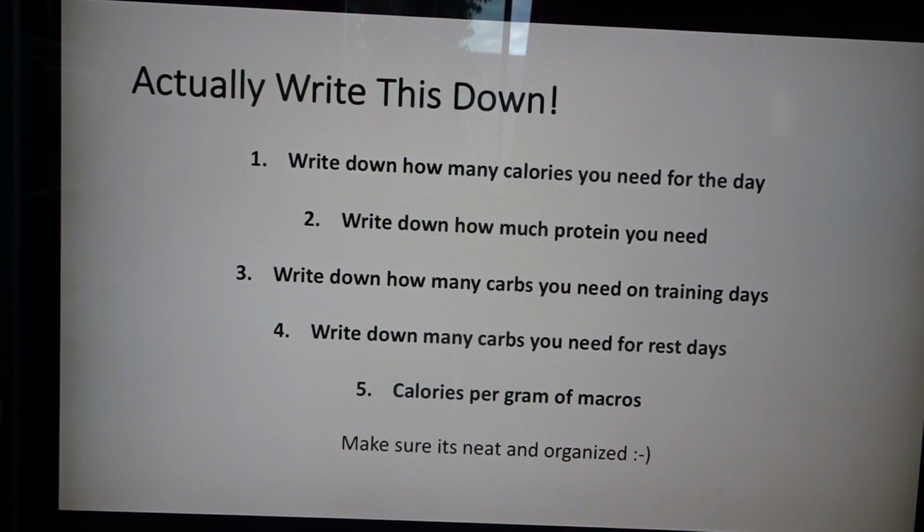Write down how many carbs you need on training days. Write down how many carbs you need for rest days. Write down the calories per gram of macros. Make sure it's all neat and organized, because it's about to get messy in just a second.